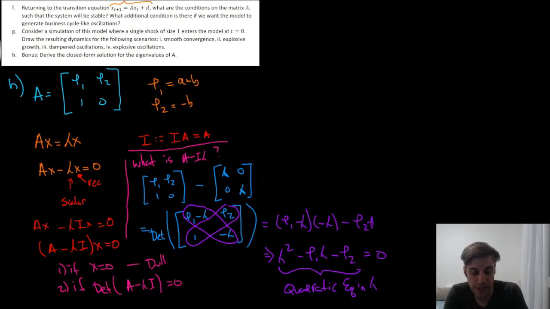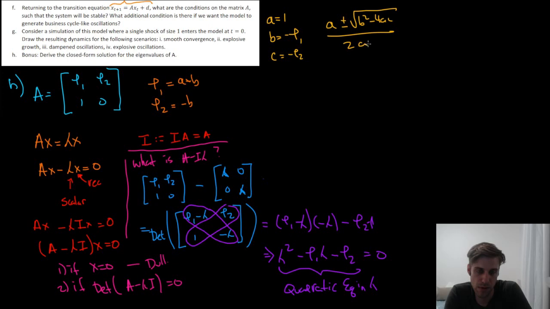So the variable now is lambda. So we have A equals 1. We have B equals minus rho 1. And we have C equals minus rho 2. And we need to use the formula, which is, what is it? Yeah. I think this is a B here, right? It's B plus or minus the square root. My song failed me. It's B plus or minus the square root of B squared minus 4AC over 2A. Okay.